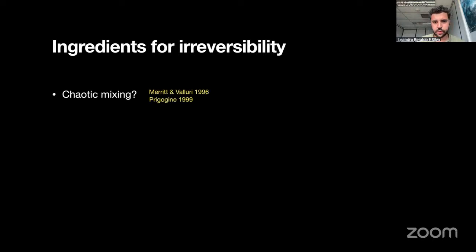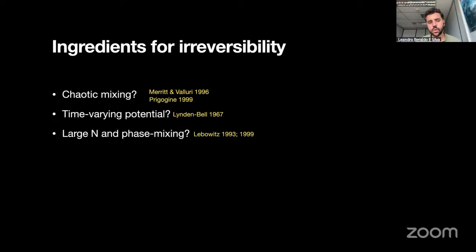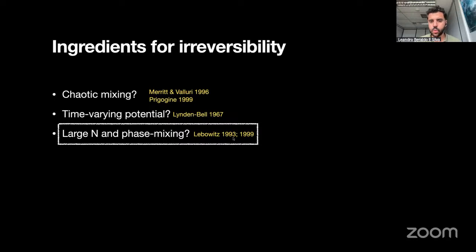Okay, so some ingredients for this irreversibility that people might think about is chaotic mixing. Like, you need to have chaotic motion to observe an entropy increase in your system, or you would need to have a time varying potential. For example, that's what Lynden-Bell proposed in the 60s for the violent relaxation process. The idea that when the system is collapsing, the potential is time changing, and then the particles are exchanging energies because of this time changing potential, and that's what generates this relaxation, this irreversibility. Or you could say that it's just because you have a large number of particles and phase mixing, that's enough to produce this entropy increase and this irreversibility. So that's the point I will advocate here, that that's exactly what is going on.